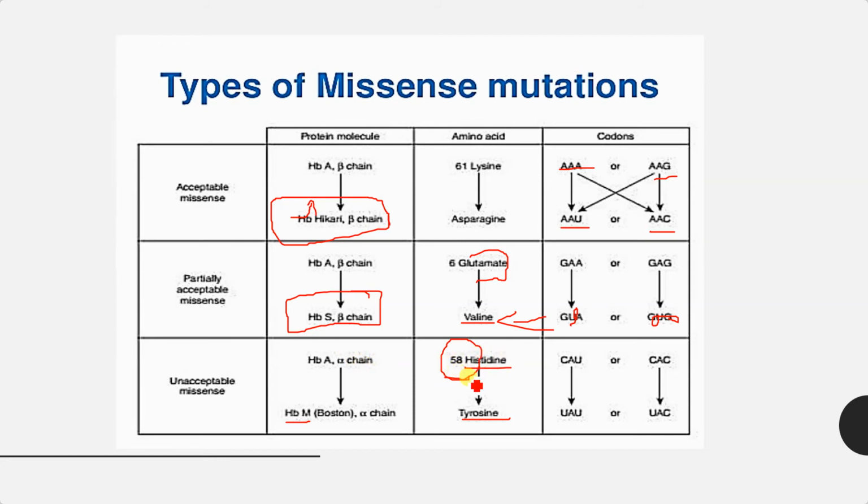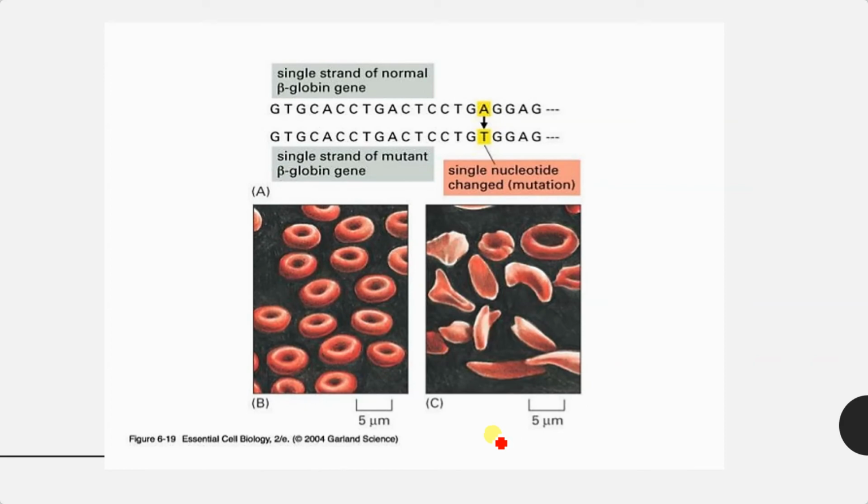So this alteration at the 58th position of the alpha chain results in the synthesis of methemoglobin, which you know is functionally inactive and cannot transport oxygen as well as nutrients.